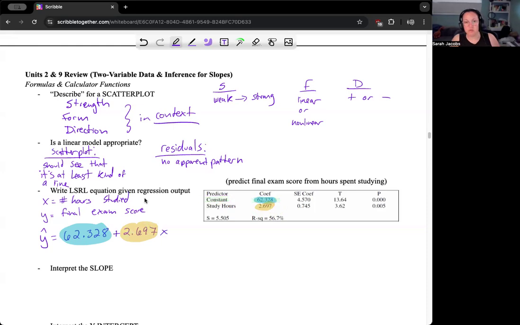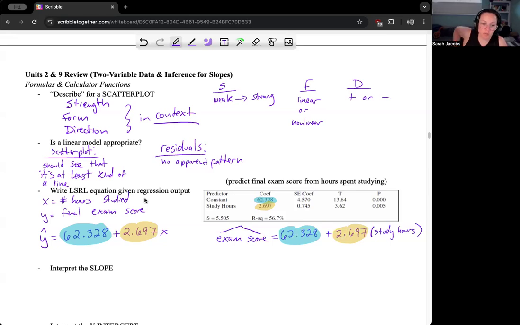The other way you could write this, if you didn't want to define variables, or you might even see this, is we could say the exam score, and again, we can just put that hat over exam score to show that it's a predicted value, is 62.328 plus 2.697 times study hours. And so again, same numbers, same exact equation, same scenario, but instead of using variables, I just threw the words in there. Both are totally fine.